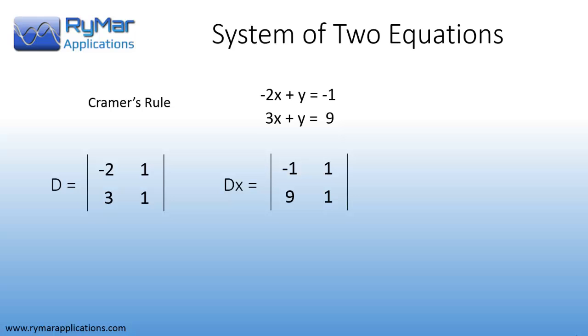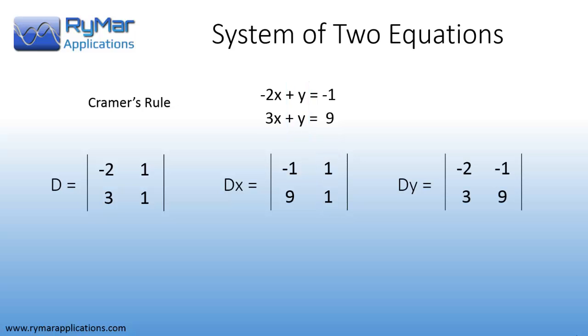We have another one, we're going to call it dx. Now dx is created by taking the x column where those x numbers were, and we're going to replace it with the constants, the -1 and the 9. So we're swapping out the x column. The y column stays unchanged. We've got the two 1's there from the y's, we keep those in place.